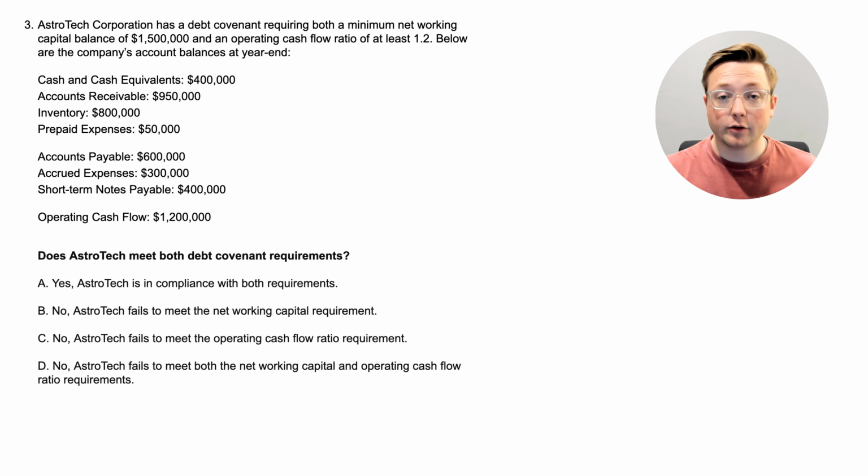So again, with all that information, are they meeting both the debt covenant requirements? Are they meeting the net working capital balance that they have to be at? And are they meeting the operating cash flow ratio that they have to have? So do these calculations if you can remember how to do them.